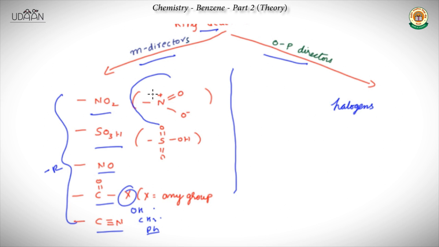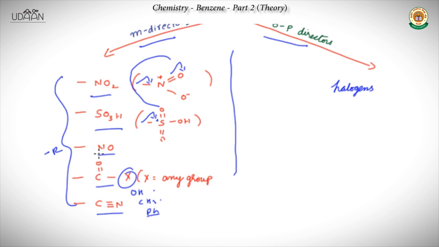This nitrogen tries to take away the electrons towards itself because you have double bond O here, and oxygen being more electronegative takes away its electrons. If you look at SO3H, you have two S double bond O's, so you have a more electrophilic site here. As a result, it tries to take away electrons, creating a positive charge on the ring at ortho and para positions, as we have discussed before.